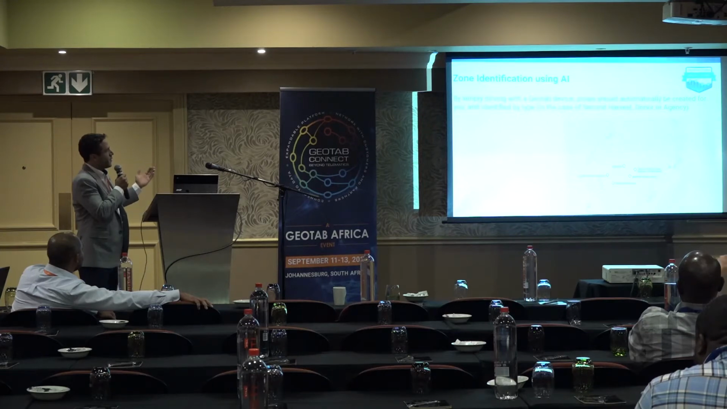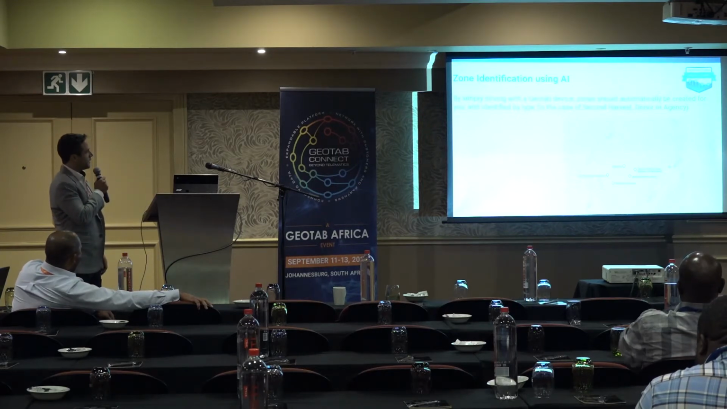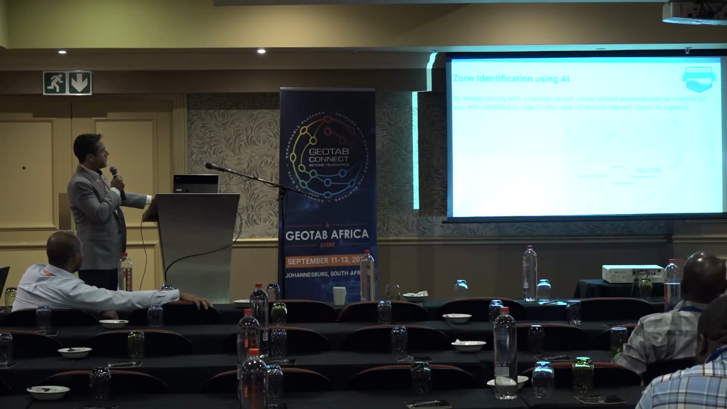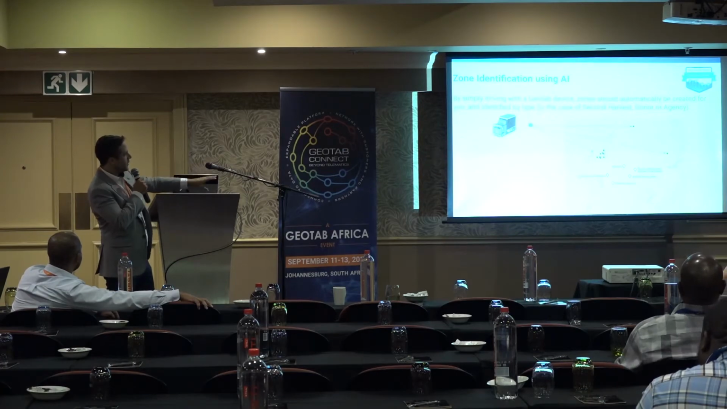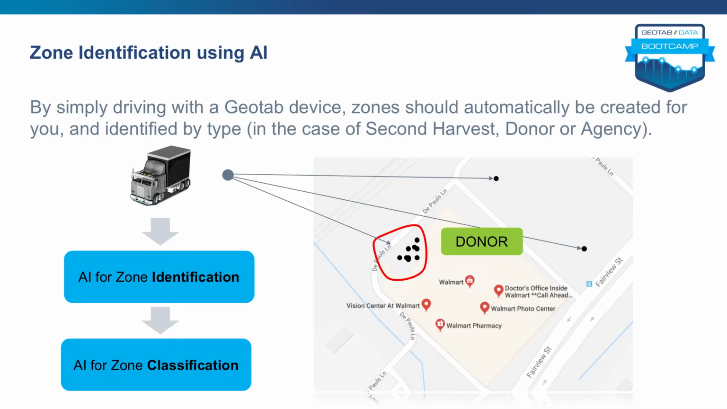So let's look at zone identification leveraging AI. Simply by driving around, I'll be visiting a series of points. I've got a Walmart location as a sample here, and there's a cluster probably by the loading bay and another couple of points very close. The first idea is to identify that zone leveraging clustering algorithms. And then the second point is, can we automatically label that zone as a donor or an agency?